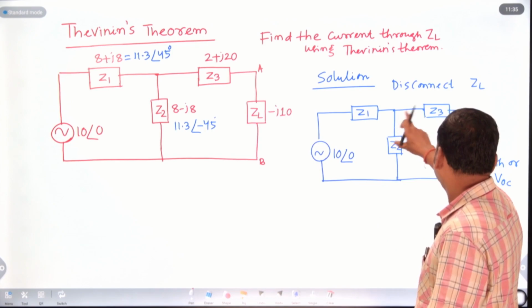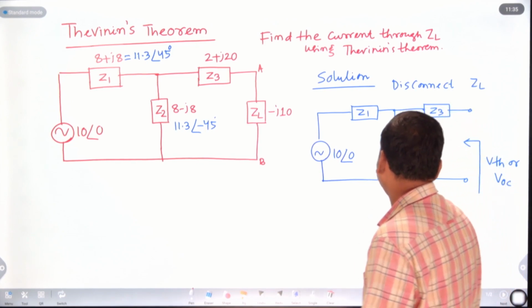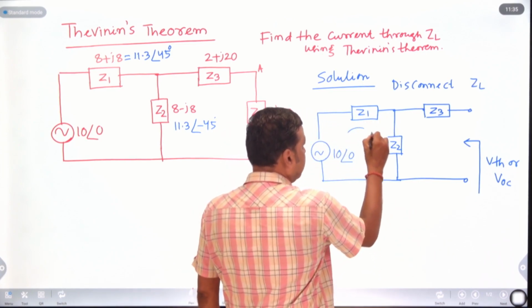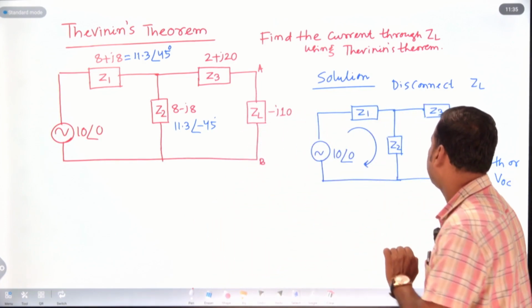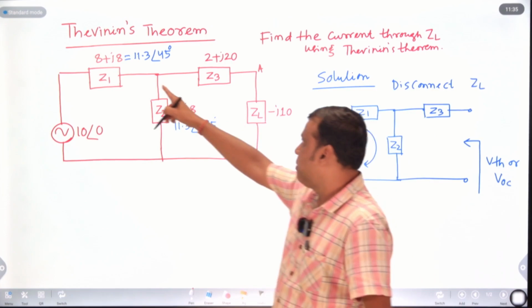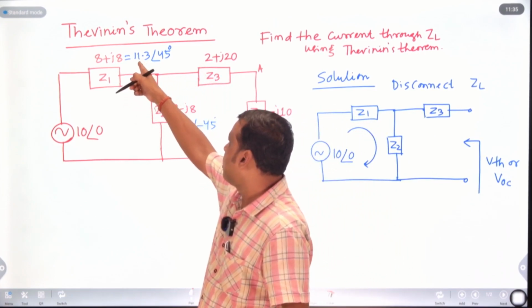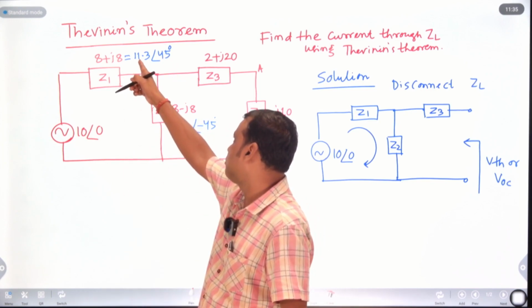Since there is an open terminal, there is no current flowing through ZL and Z3. Simply we have to calculate what amount of current flows through this branch here. This is your Z1, which is 8 plus j8. If you convert it into polar form, one is the magnitude and another one is the angle. So how to get this?